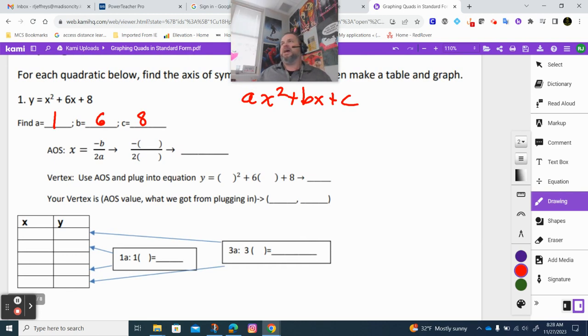Okay. We have this AOS. This is our axis of symmetry. Okay. That's a lot to type out. So I just like saying the AOS. So we put our 6 here. We put our 1 here. Well, this becomes -6 over 2, which is -3.